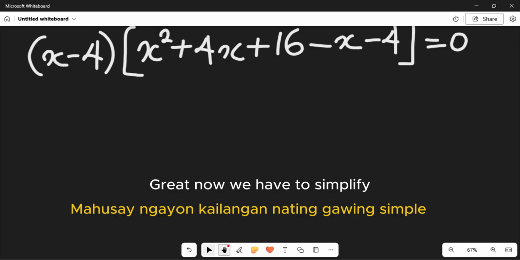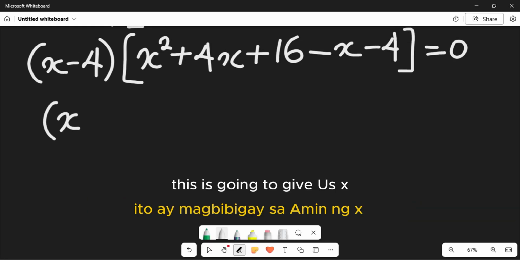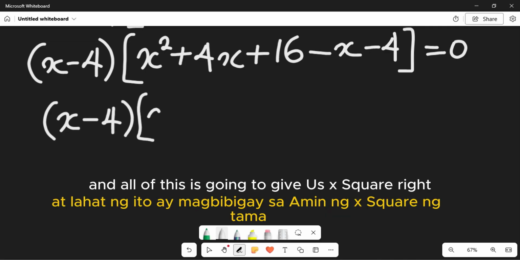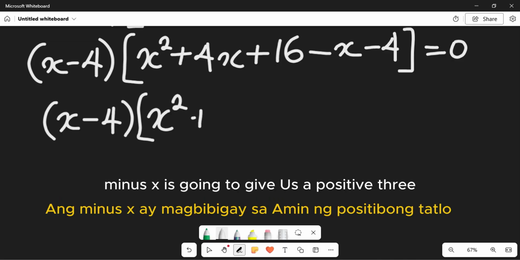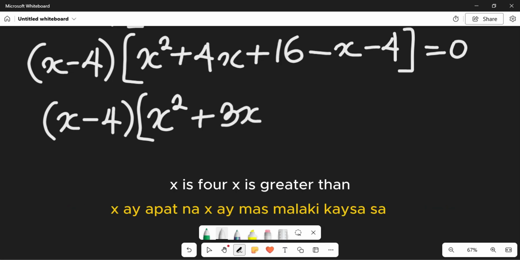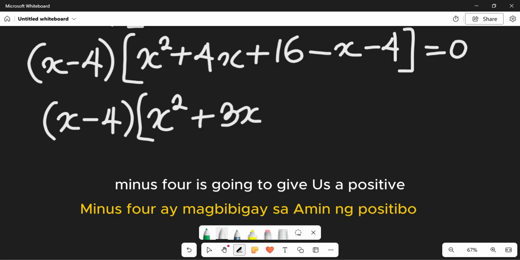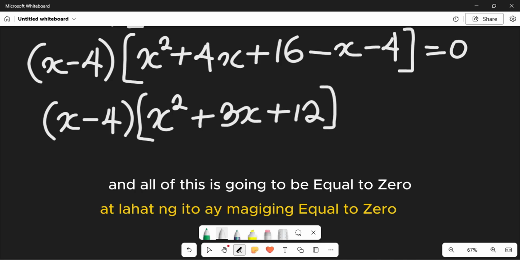Great. Now we have to simplify by collecting the like terms in the bracket. This is going to give us x minus 4 in a bracket, and all of this is going to give us x squared, right? Plus 4x minus x is going to give us a positive 3x, because 4x is greater than x. Now we have plus 16 minus 4, which is going to give us a positive what? A positive 12. And all of this is going to be equal to 0.